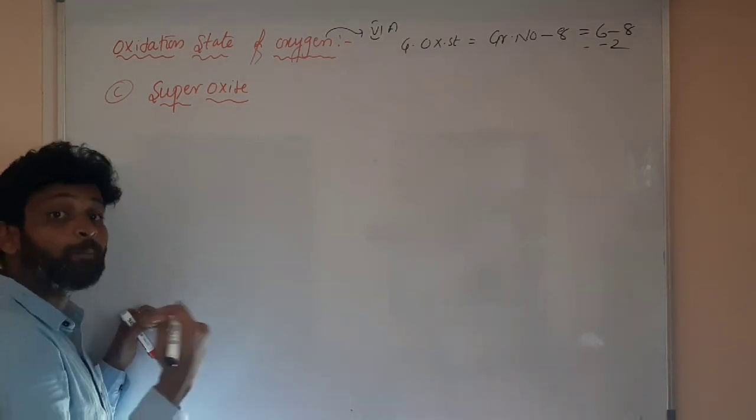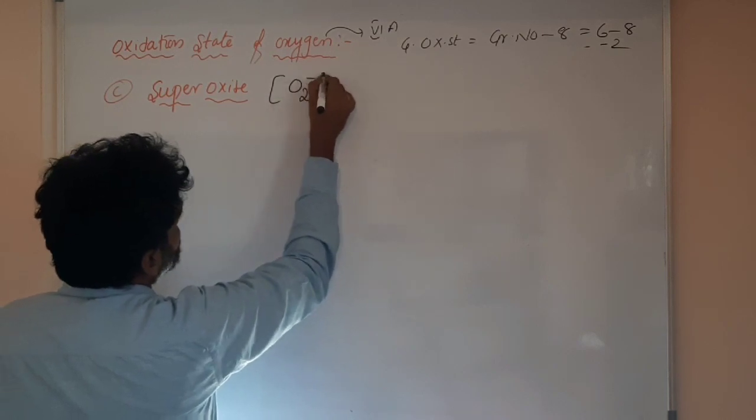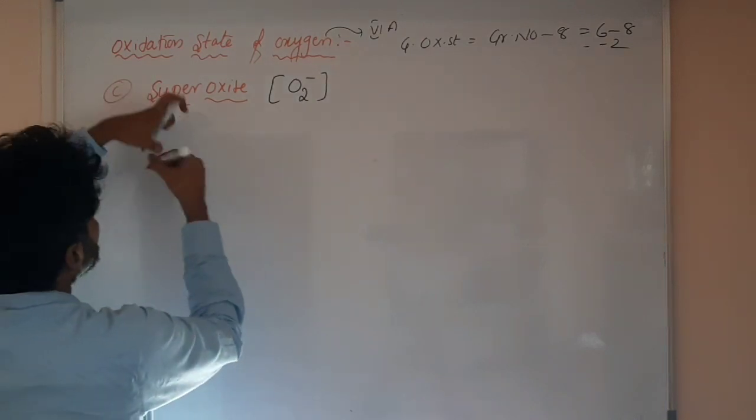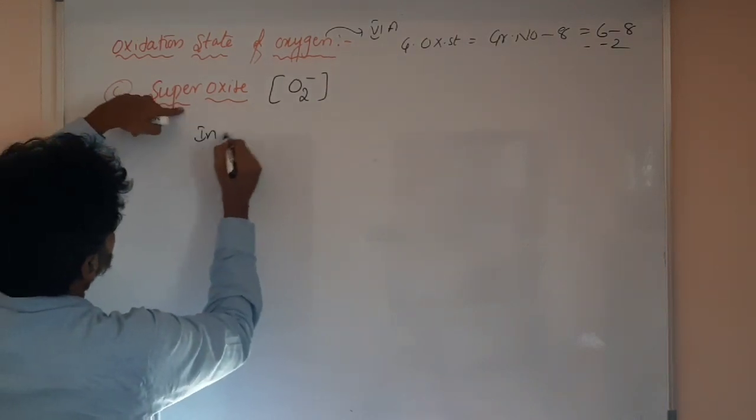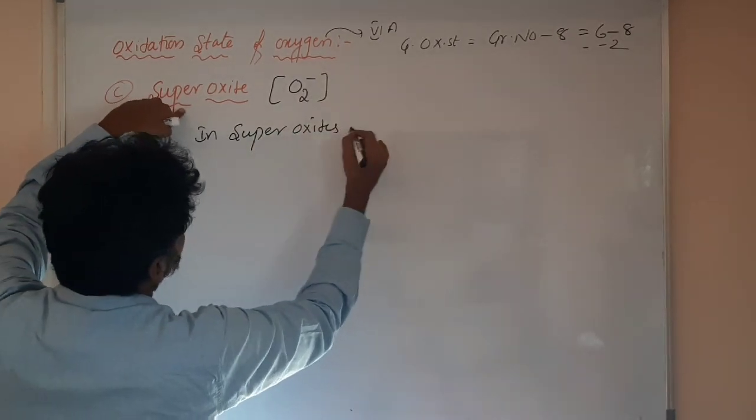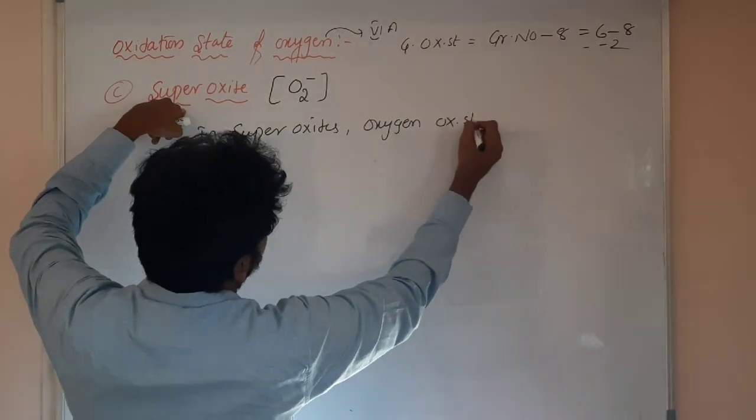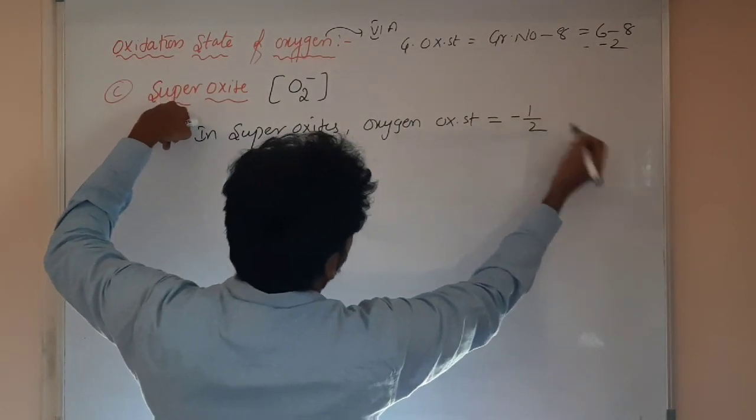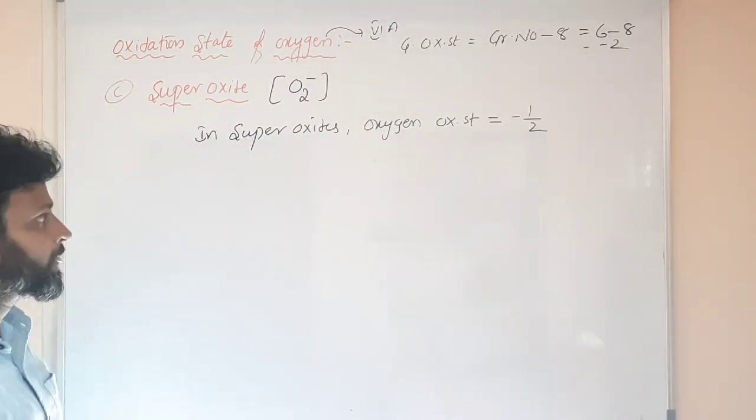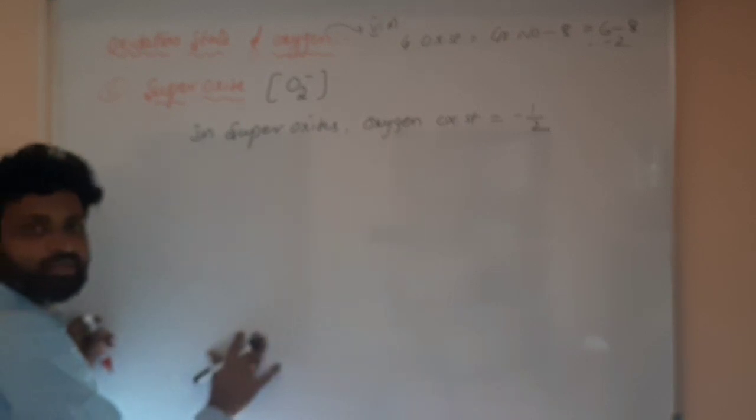Now O2 minus. See, I'll give you clarity now. This is O2 minus. This is superoxide. What is the meaning? In superoxides, the oxygen oxidation state is minus half, minus 1 by 2. Remember all these things. Okay, so how you will come to know the same from examples itself.